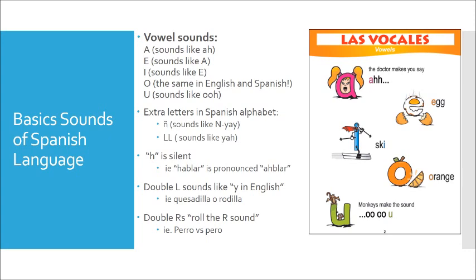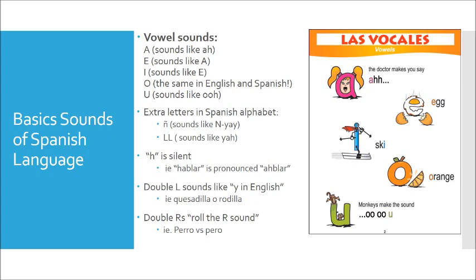So basic sounds, the vowels are different. There's still A, E, I, O, U, but the A sounds like "ah", E sounds like "eh", I sounds like "ee". O is the same in Spanish and English. And U sounds like "oo". So in Spanish, that's ah, eh, ee, oh, oo.